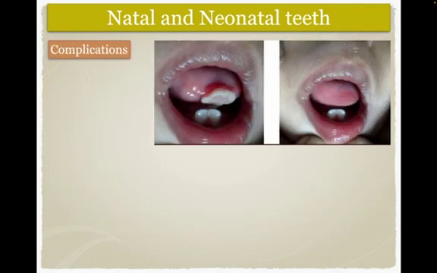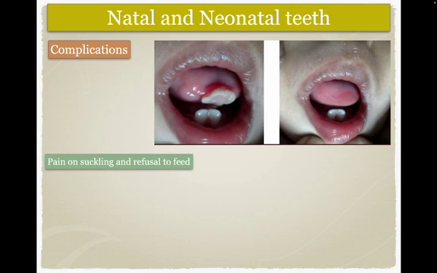Now, what are the complications of having a natal or neonatal tooth? First is pain on suckling and the patient refusing to feed. Don't forget that this patient takes milk from the mother, and having a tooth that early can hurt the mother and can hurt the baby as well. So that's causing a problem. Usually these teeth come up without roots, so they will be mobile in some cases. So there's a risk that the tooth will exfoliate and then the kid will aspirate it.